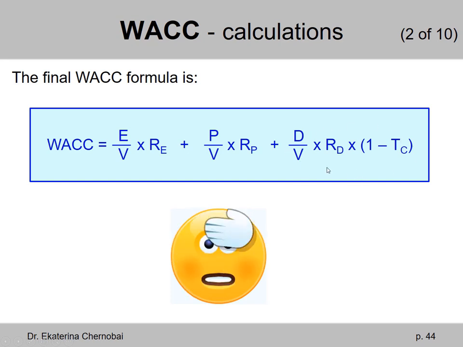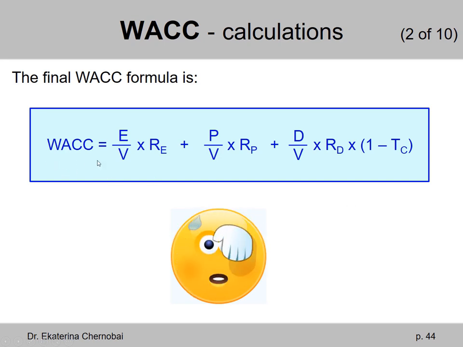plus the last term for the debt amount. The weight of debt, D over V, where D stands for the market value of debt and V stands for the market value of the entire firm, multiplied by the pre-tax cost of debt, RD, times 1 minus TC. So RD times 1 minus TC is the after-tax cost of debt. Just RD is the before-tax cost of debt.